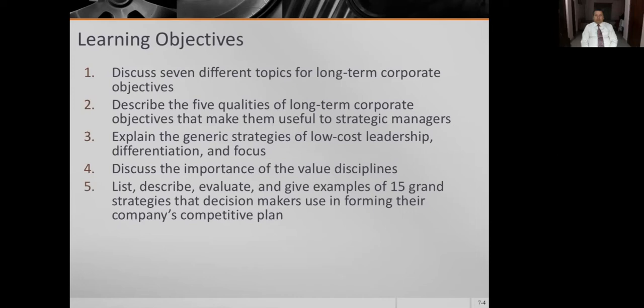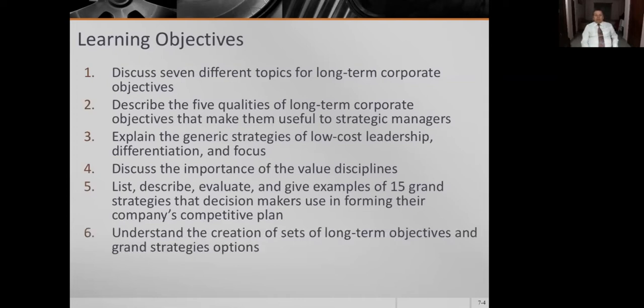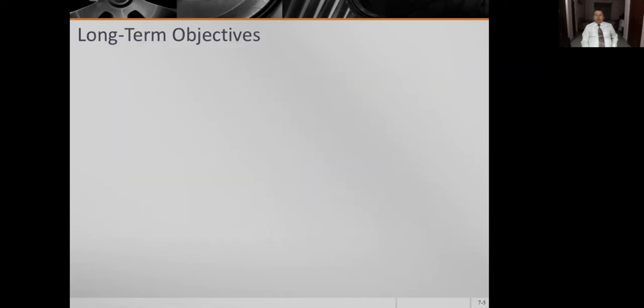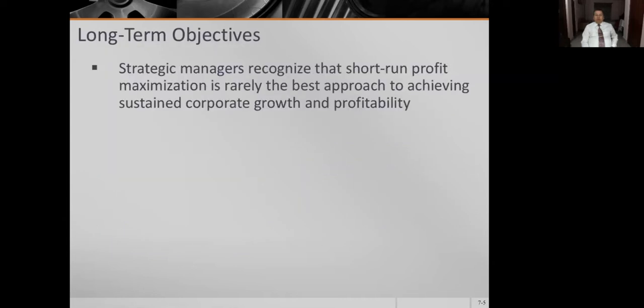And then we're going to list, describe, evaluate, and give examples of grand strategies that decision makers use in forming their company's competitive plan. Now, this is also on a surface level. Yes, definitions are there, you can read in your notes, but at this time we will be just touching the idea. But the notes are very detailed for your purpose. And then we understand the creation of sets of long-term objectives and grand strategic options. This is the objective.